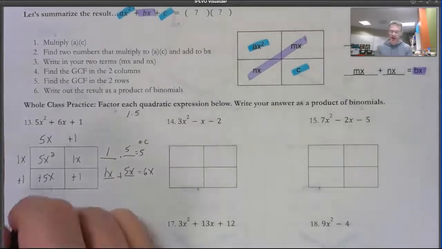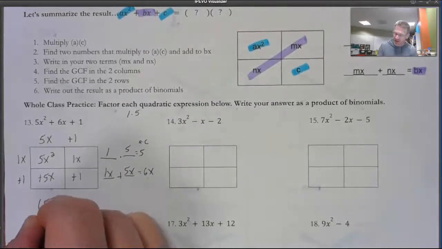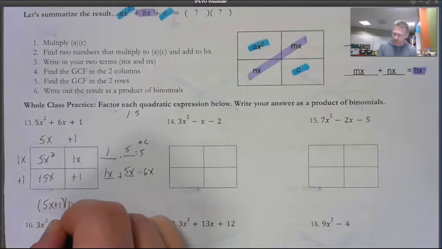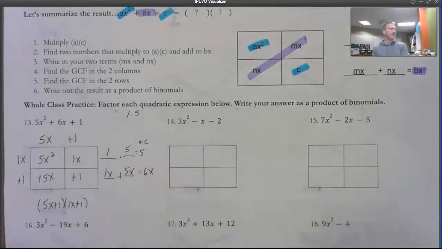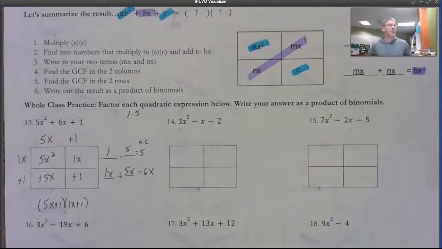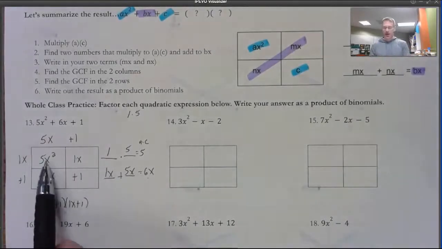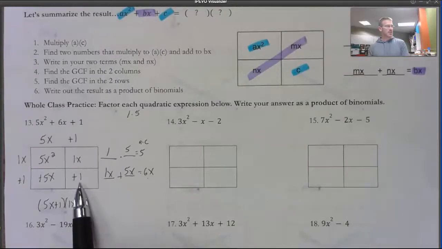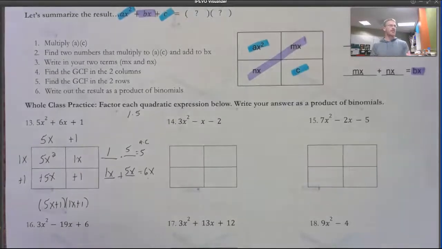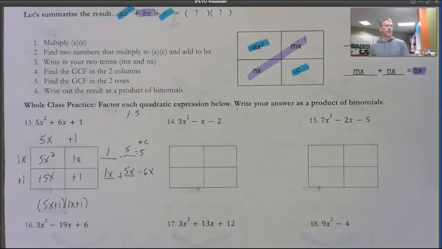So what is this telling me now? This means I must have multiplied 5x plus 1 times 1x plus 1 to get 5x squared plus 6x plus 1. So that's the combination. And once again, if we look at this pattern, 5x squared times 1 is 5x squared, and 5x times 1x is 5x squared. So you can see that it's that same pattern every time. Okay, let's look at problem 14.